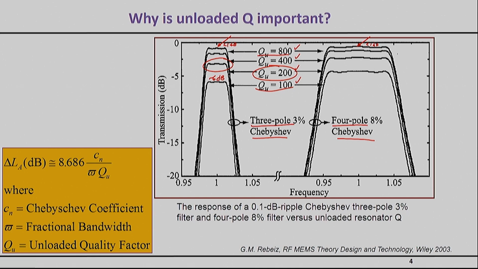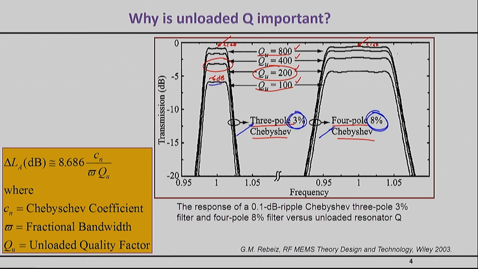The second lesson that these curves teach us is that broadband filters are more forgiving than narrowband filters. Here's an example. This 4-pole filter has an 8% bandwidth, while this 3-pole filter has a 3% bandwidth. Even though this is a 4-pole design, which in general should have higher loss than a 3-pole, since the more poles, the more resonators, the higher the loss of the filter in general, because this filter is so broadband compared to this one, its insertion loss is actually lower for a given quality factor.